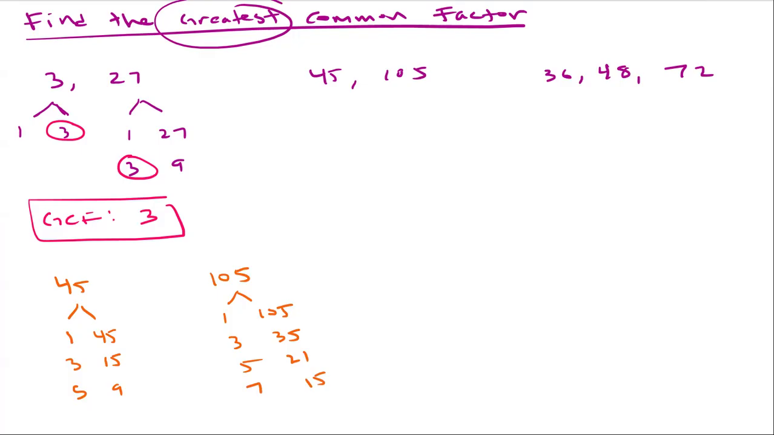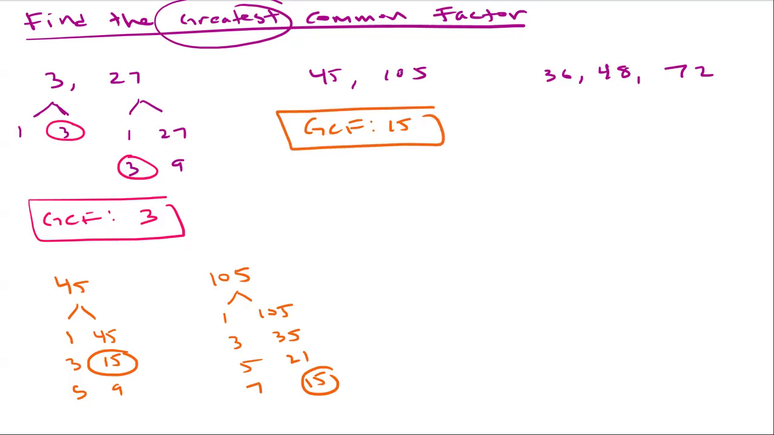Again, they have several common factors between them, but what we want is the greatest one. So in this case, the greatest one between 45 and 105 is going to be what? 15. 15 is the greatest common factor between those two. A lot of you guys wrote 5, but again, it's not the greatest common factor. So the answer for this one is 15.